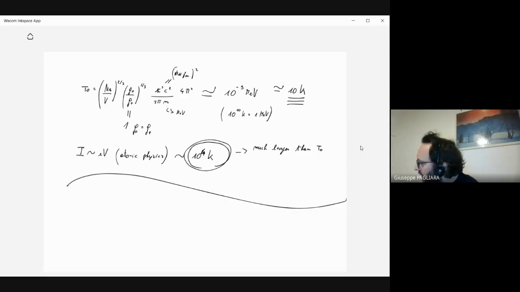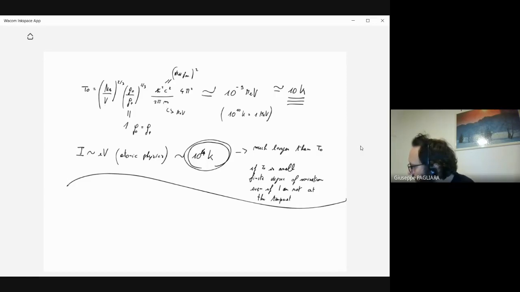Okay, and indeed, let me maybe write this. So if T0 is small, I have a finite degree of ionization, even if I'm not at the temperature corresponding to the ionization energy I. Okay.